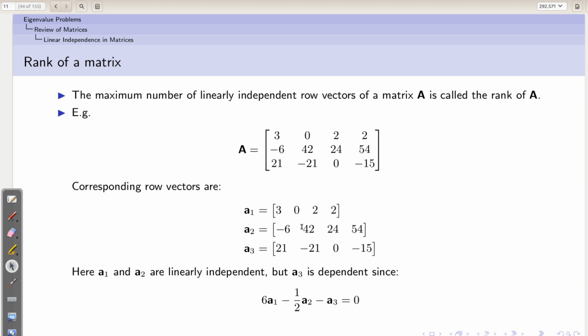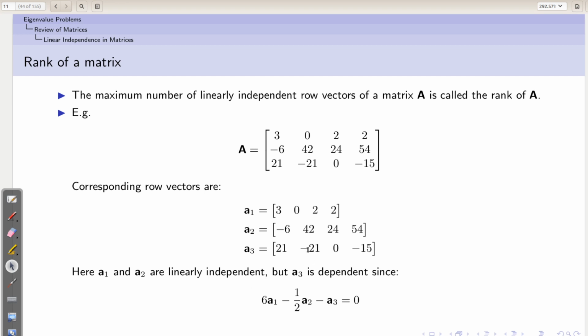Also here there is a minus sign, and here these two quantities are plus, but here all of them are positive. So there is no way by which I can find a scalar such that multiplying it with a2, I can get a1. There is no way I can do that. So a1 and a2 are linearly independent, but a3 is not.